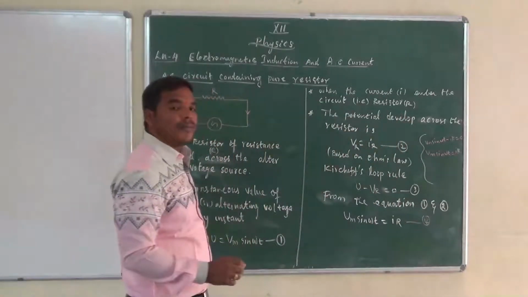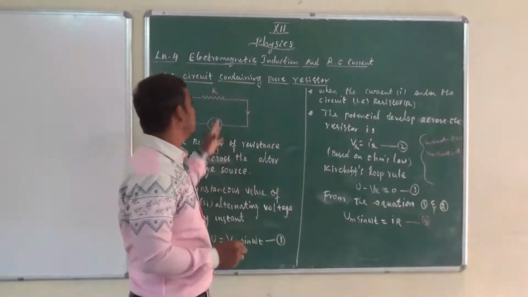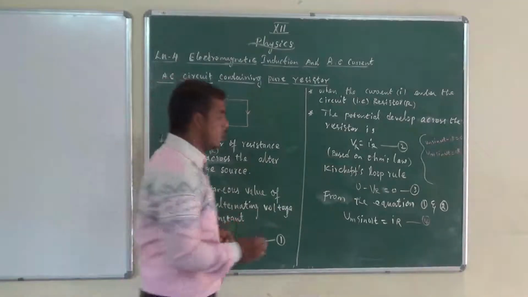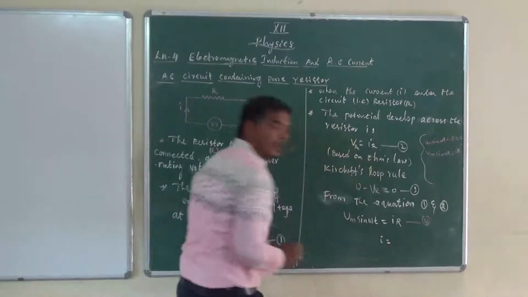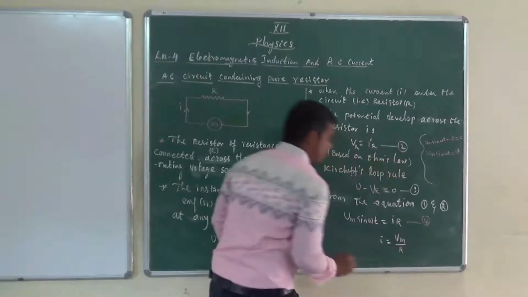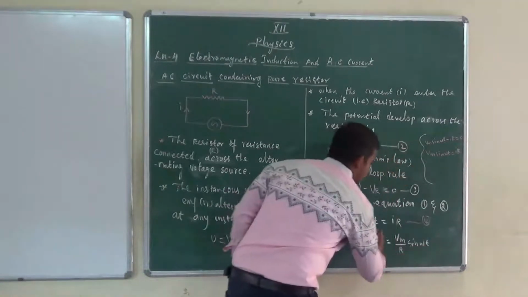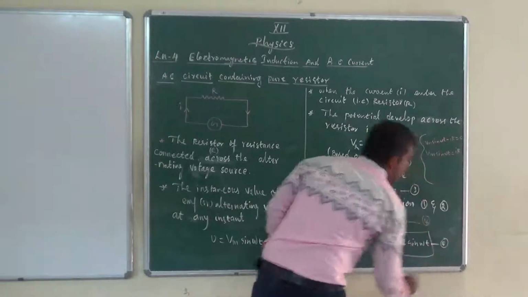So now we want to find what is the effect when the current enters in the AC circuit containing pure resistor. That we want to find out. So I is equal to Vm by R sin omega t. So this is our required equation. We are considering equation number 5.